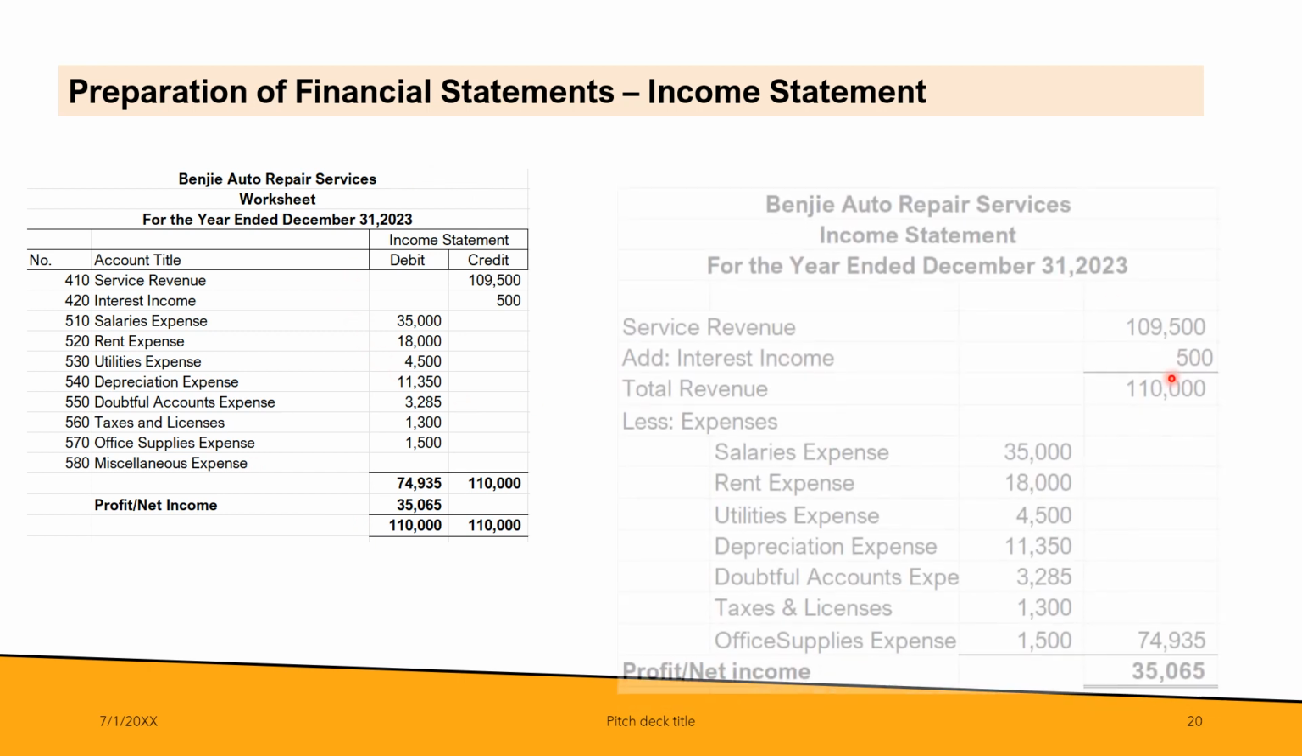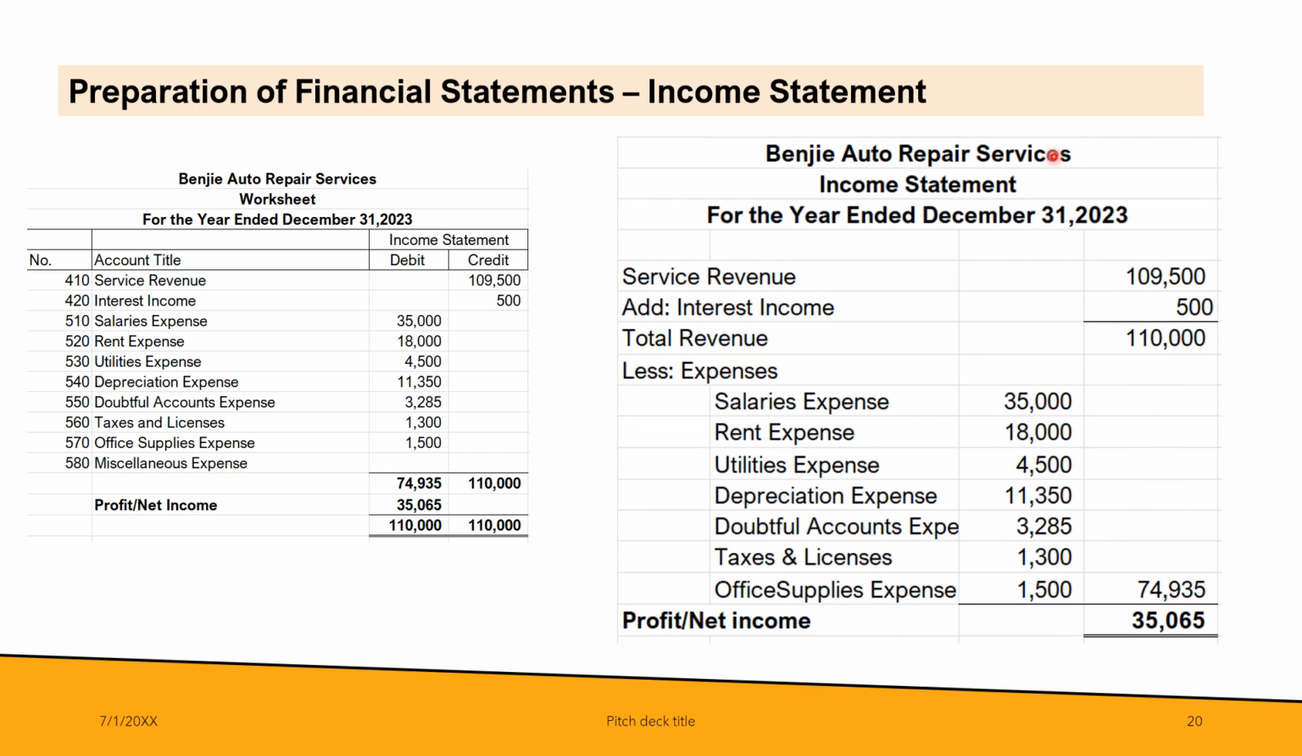For the format of the income statement, you have, of course, the heading: the name of the company, the name of the statement, and the period, for the year ended December 31, 2023. Meaning this income statement shows the performance of Benji Auto Repair Services from January 1, 2023 to December 31, 2023. As to contents, we will just copy the contents of our worksheet under the income statement column. So we have here service revenue, and then since we will be converting this into a formal report, we have here add interest income, which is 500.